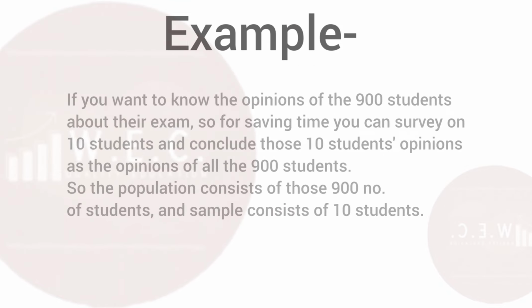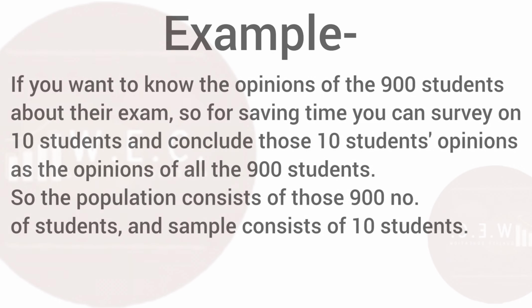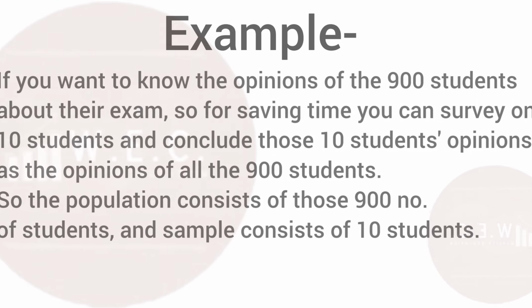Example: suppose you want to know the opinions of 900 students about their exam. Asking each of those 900 students is not an easy task. So among them, only 10 students can be asked about their opinions. And the opinions given by those 10 students can be a representative of all the opinions of the 900 students. So the 900 is the population and the 10 students is the sample.